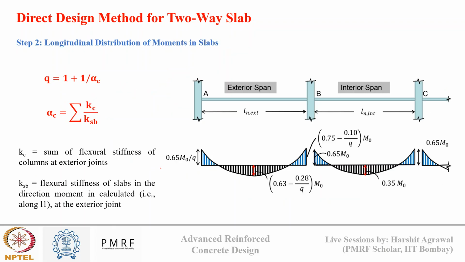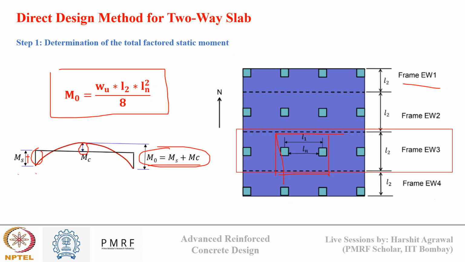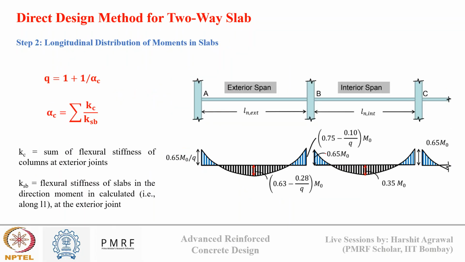When we come to step 2, we do the longitudinal distribution of moment. This total static moment, how it is distributed longitudinally, that is step 2: longitudinal distribution of moment in the slab. The code says that there are two types of slab system: internal span and external span. For the internal span, distribution is simple. 35% of the static moment goes to the middle part, and 65% goes to the edge.